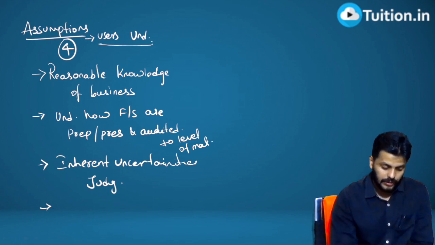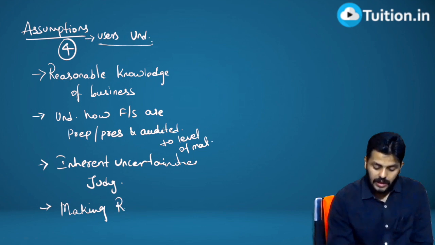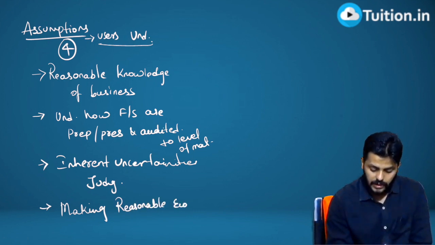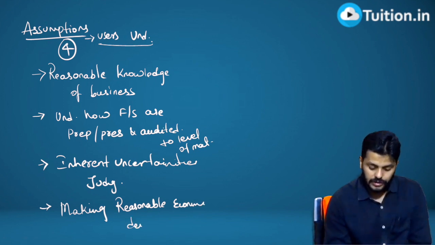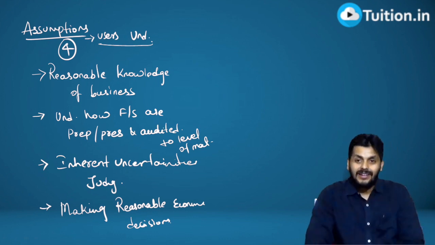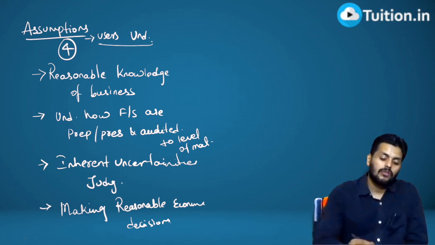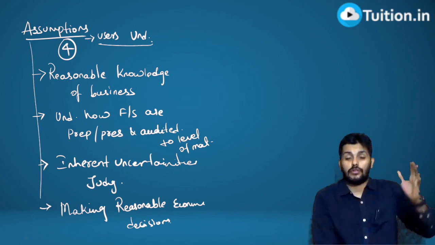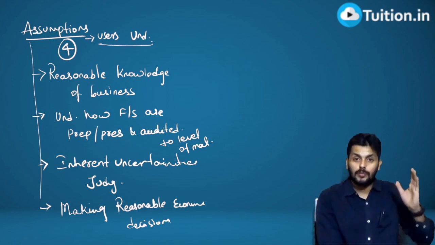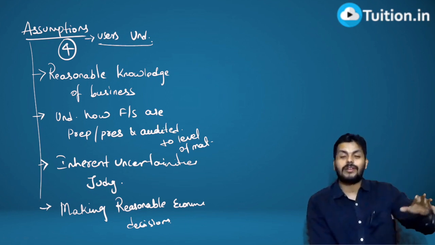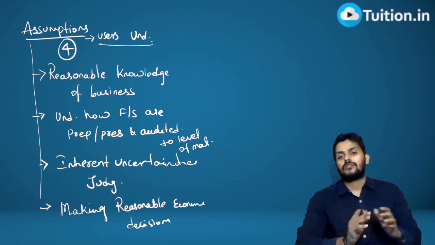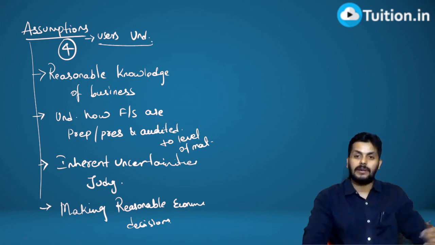And 4, they are capable of making reasonable economic decisions. So if you ask me, sir, is it not too much to make these many assumptions about the users? Definitely. But if you can't make these assumptions, you are going nowhere. So these are the assumptions that you have to make about the users. Now you have only one bunch of users, called the group of users, for which these 4 assumptions hold. And now you will set up one solid thing called materiality at the financial statement level as a whole.